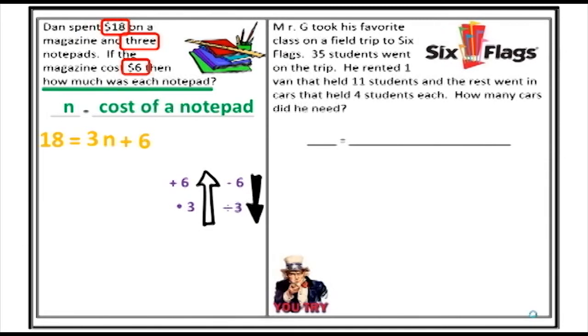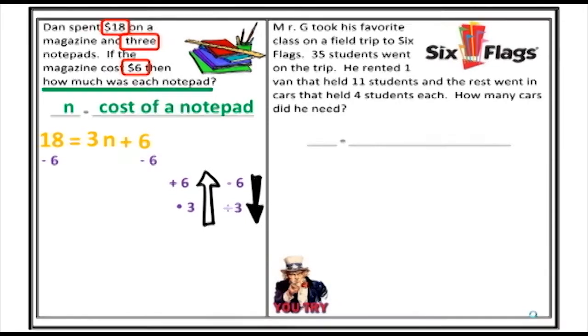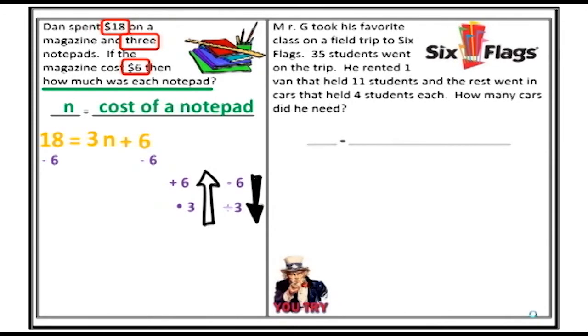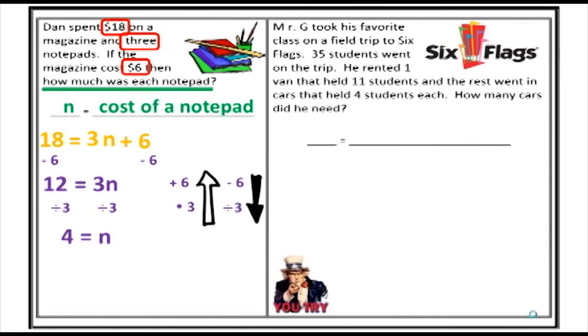I do my first inverse operation to both sides. 18 minus 6 is 12. 3n plus 6 minus 6 gives me just 3n, because 6 minus 6 gives me my identity of 0, which means the operations cancel. I'm going to divide both sides by 3. 12 divided by 3 is 4. 3n divided by 3 is just n.